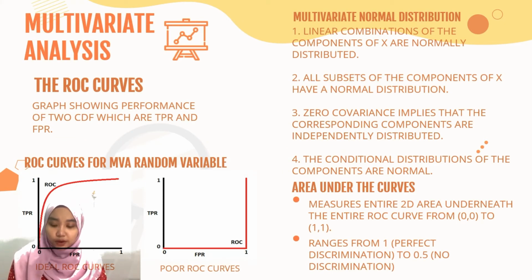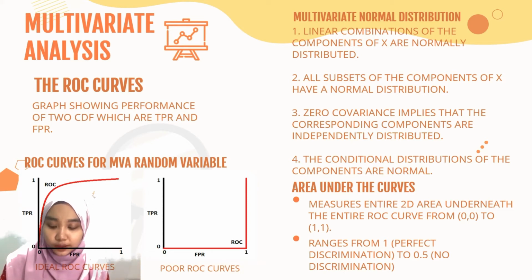Multivariate analysis is a technique that allows two or more categories to be analyzed at once. Following the multivariate normal distribution, linear combinations of the components of X are normally distributed. All subsets of the components of X have a normal distribution. Zero covariance implies that the corresponding components are independently distributed. And the last one, the conditional distributions of the components are normal.